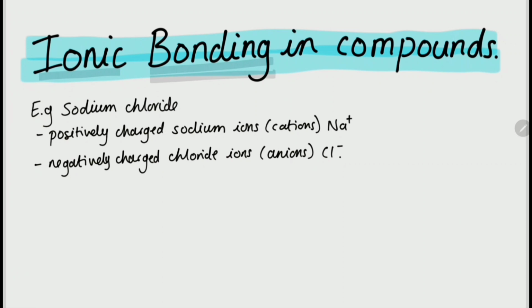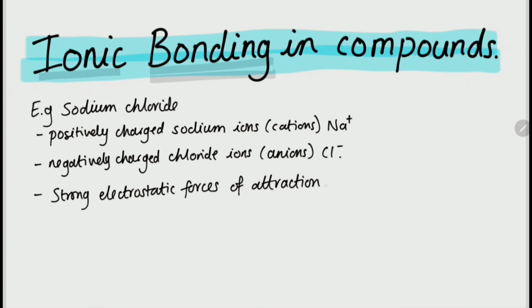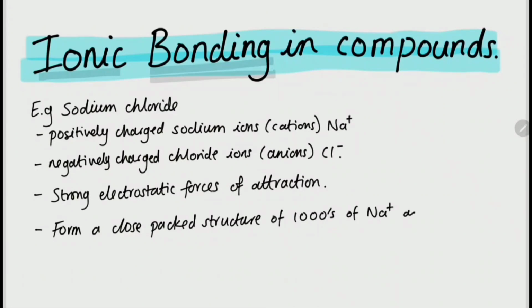Now, as soon as these positively charged and negatively charged ions form, they start attracting each other, and we have strong electrostatic forces of attraction between the oppositely charged particles. And this will happen between many thousands and thousands of sodium and chloride ions, and they will all come together to form a close packed structure in a giant lattice.